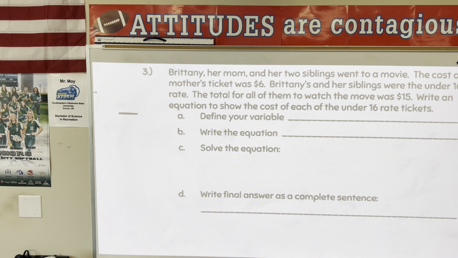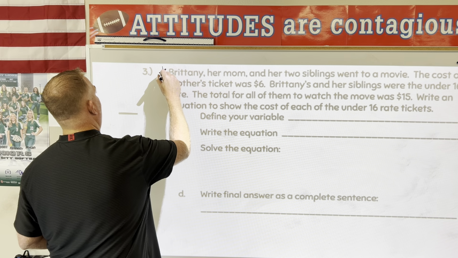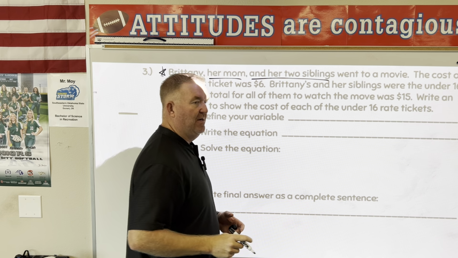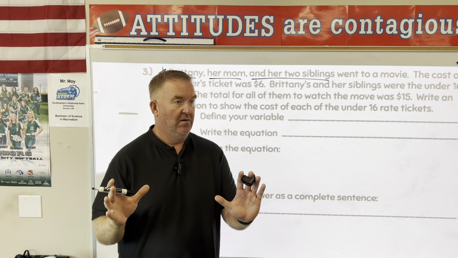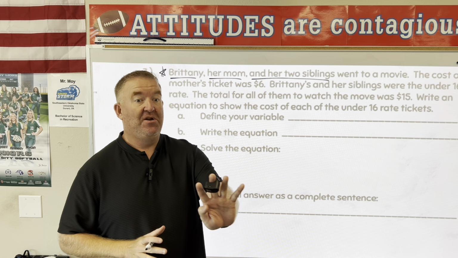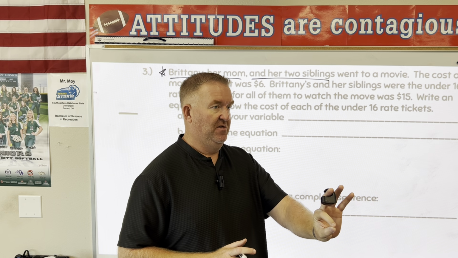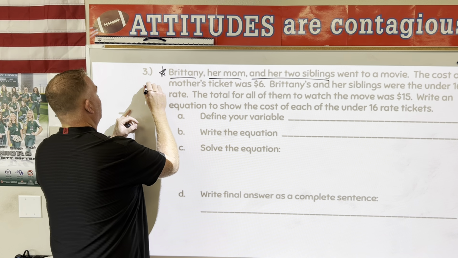All right, hey, this one's got a lot of good discussion. All right, here we go. So what are we trying to find? Let's just read it. Brittany, her mom, and her 2 siblings. That is extremely important. So how many people are going? 4 people. How many adults? 1 adult and 3 kids. Because it says Brittany and her 2 siblings. So that is 3 kids, right?